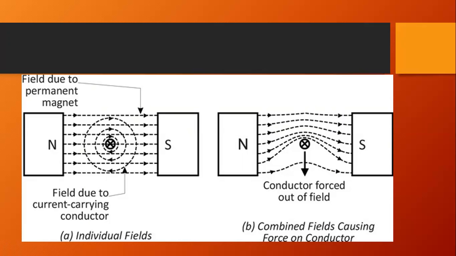All right, after the interaction of both magnetic fields, this thing happens. Combined field causing force on conductor. This force of the permanent magnet from north to south, and the other force of this current carrying conductor, which is into the page. Because of this force, the wire is forced out of the field. Okay, you see the wire is forced out of the field. Both the magnetic fields interact with each other and the conductor is forced out of the field.